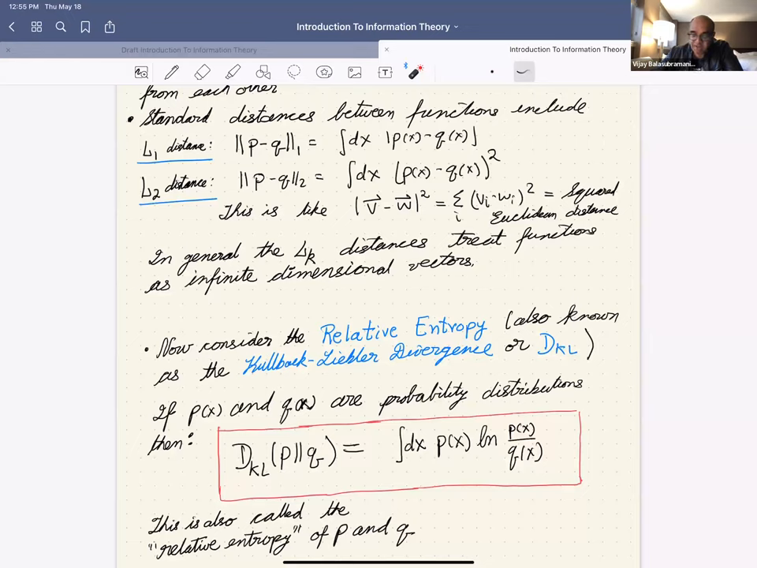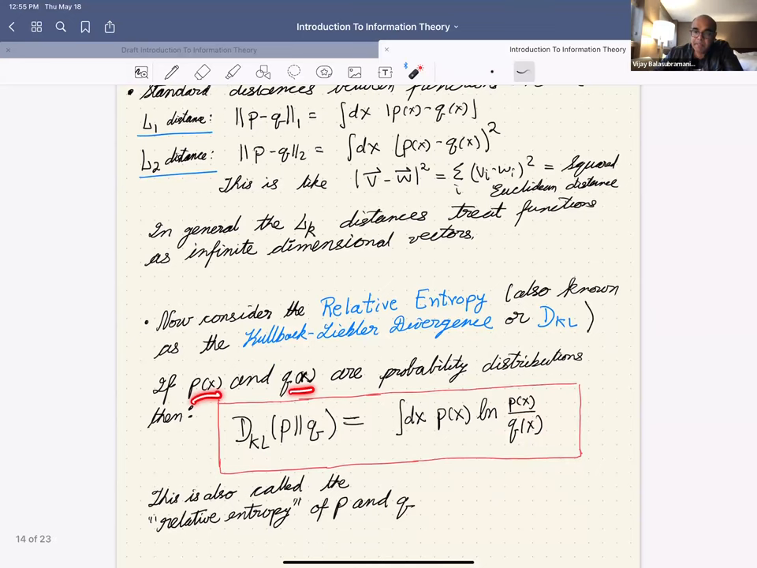So here's how that's defined. Suppose P of X and Q of X are probability distributions. Then the relative entropy, also called the Kullback-Leibler divergence, or D_KL(P||Q), is the integral over all the samples of P of X log P of X over Q of X. I want to discuss this quantity and why it's useful. The first thing I'd like to explain is a positivity property that this quantity has.